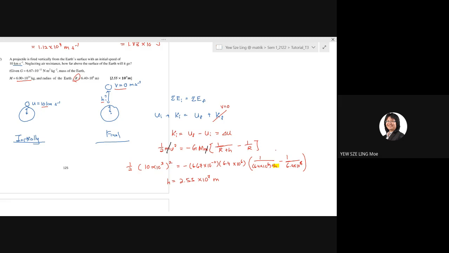Oh yeah, for these questions, you cannot use mgh, because your final H is very far away from the surface of the Earth. mgh is only valid if your object is located very near to the Earth's surface. Now your H is at a point quite far from the surface, therefore you cannot use mgh. I know some of you will use mgh because it looks like a chapter 5 question. But in this chapter, your potential energy U cannot equal mgh because the H is very far away from the surface of the Earth.